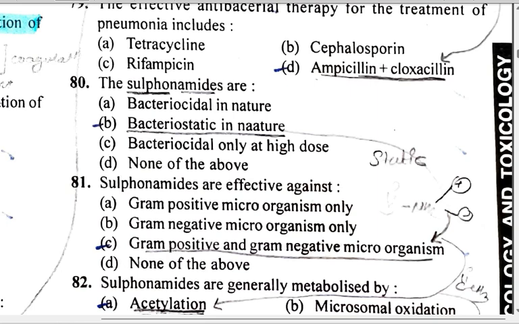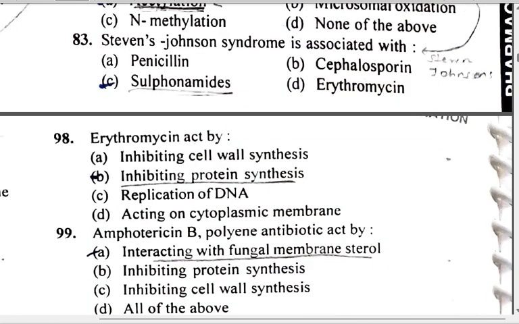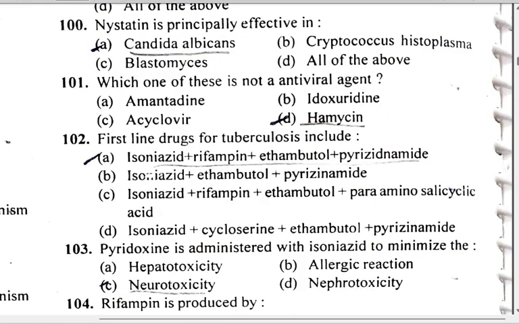The sulfonamides are bacteriostatic in nature. Sulfonamides are effective against gram-positive and gram-negative microorganisms. Sulfonamides are generally metabolized by acetylation. Stevens-Johnson syndrome is associated with sulfonamides. Erythromycin act by inhibiting protein synthesis. Amphotericin B polyene antibiotic act by interacting with fungal membrane sterol. Nystatin is principally effective in Candida albicans.